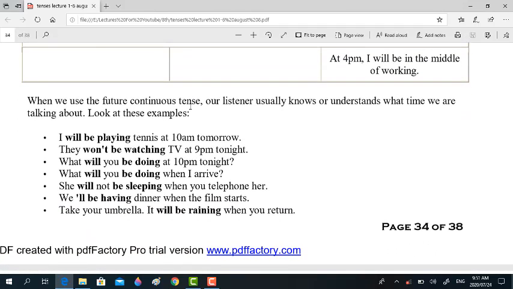When we use the future continuous tense, our listener usually knows or understands what time we are talking about. Look at these examples. I'll be playing tennis at 10 a.m. tomorrow. They won't be watching TV at 9 tonight. What will you be doing at 10 p.m.? In all these sentences, since time is given there, it means you are certain about the starting point of that particular action in the future. You are certain. That is why you are using this tense.